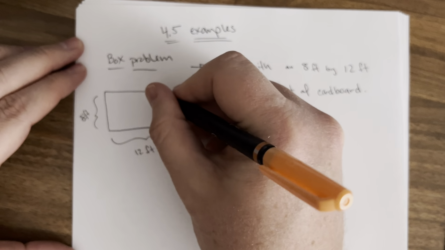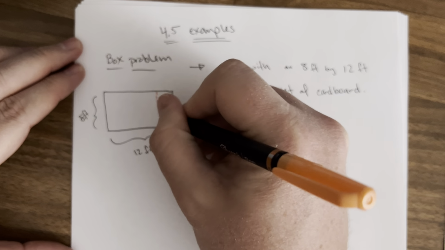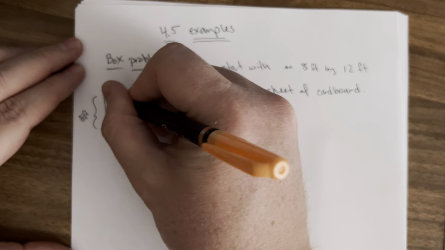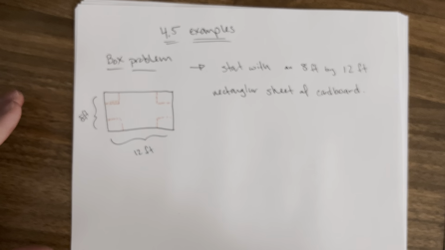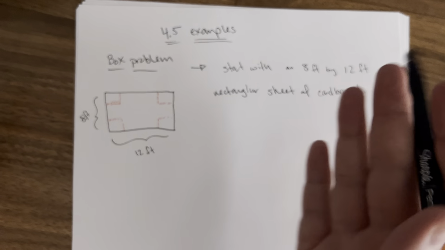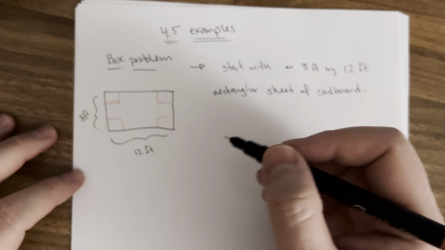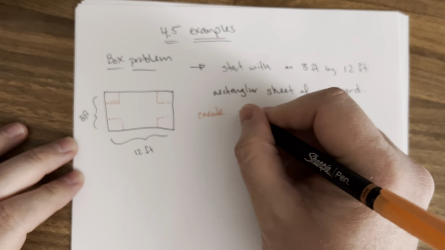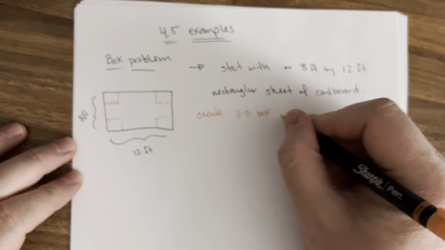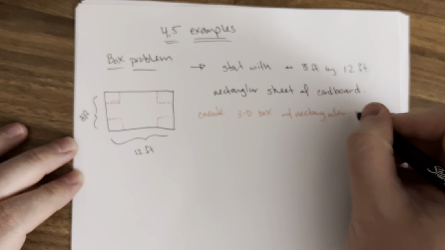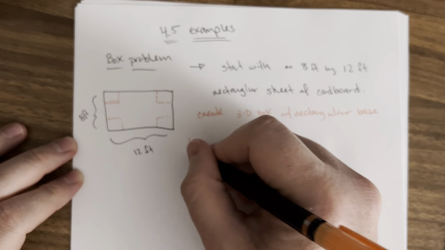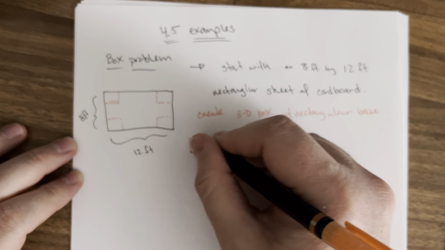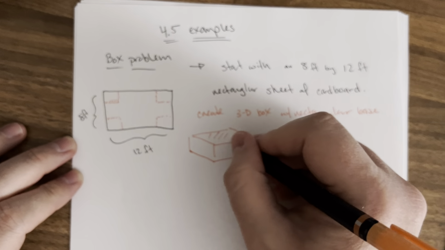So if you remove squares of the same size from each corner, the idea is that you can then fold these shorter edges up, and you'll create a 3D box with a rectangular base. So, open topped box, essentially, right? So we get something kind of like this.